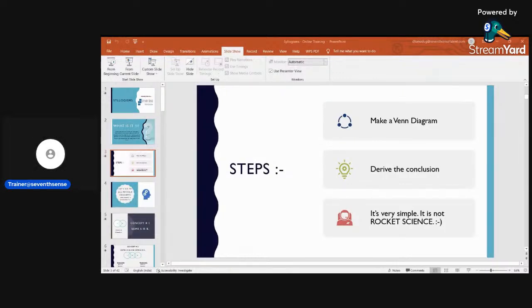So all A is B and all B is C. So A will be within B and B will be within C. So the A circle will be within the B circle and the B circle will be within the C circle. Right? So what are the conclusions between A and B?